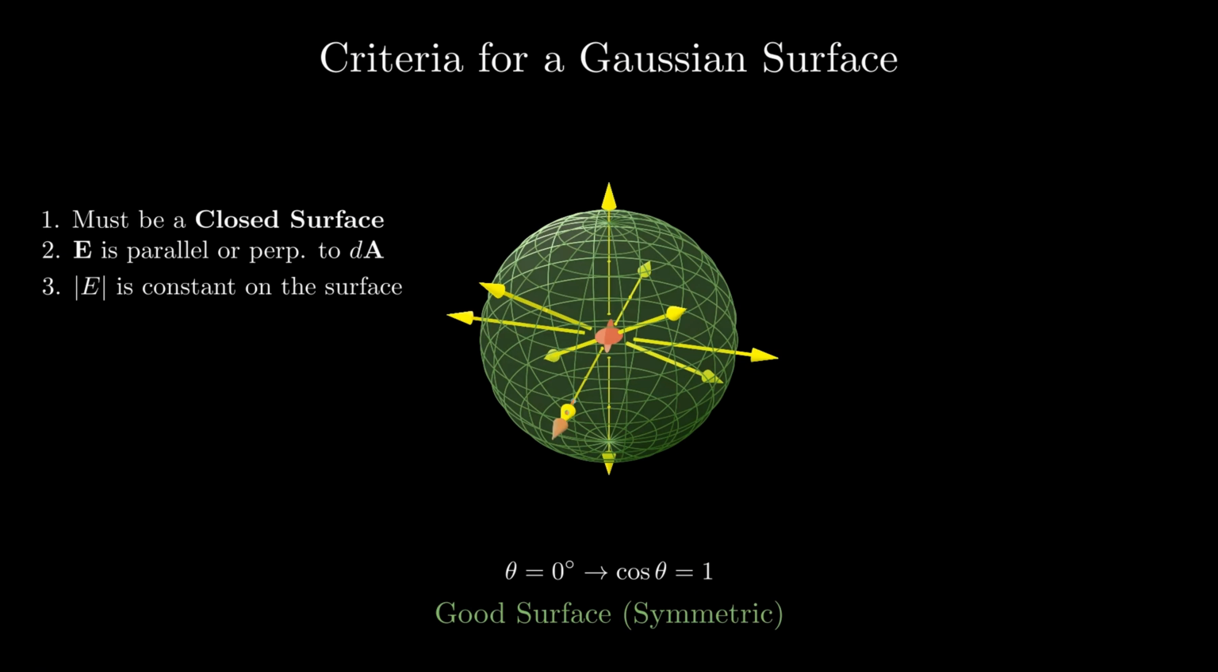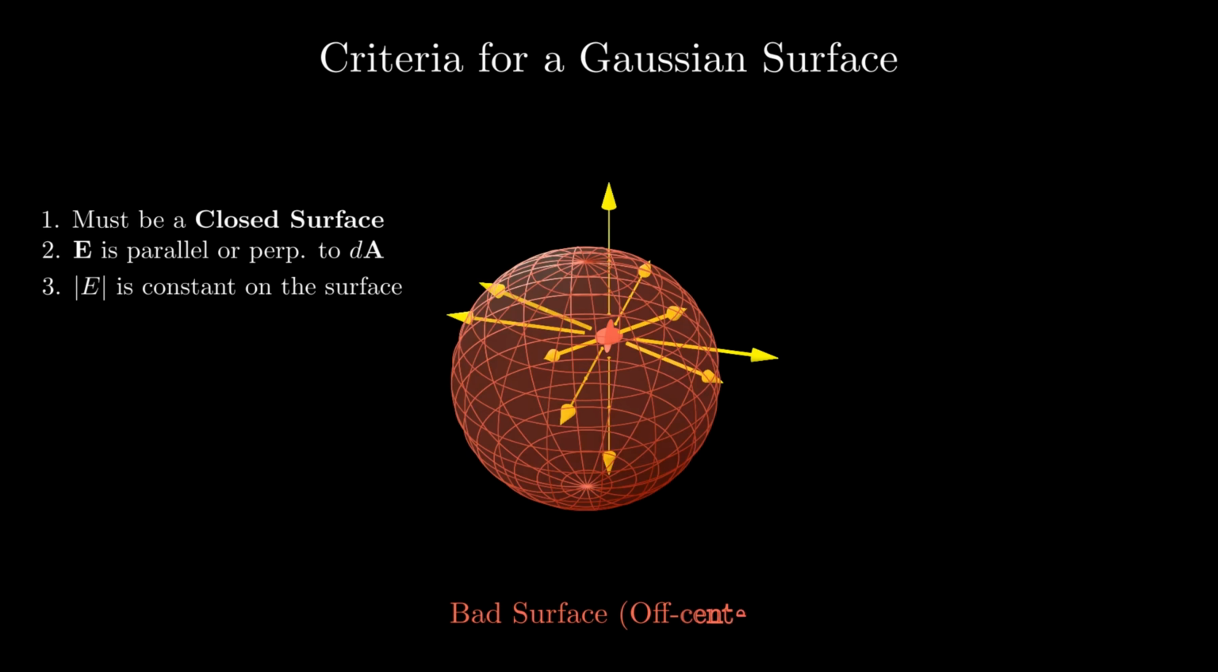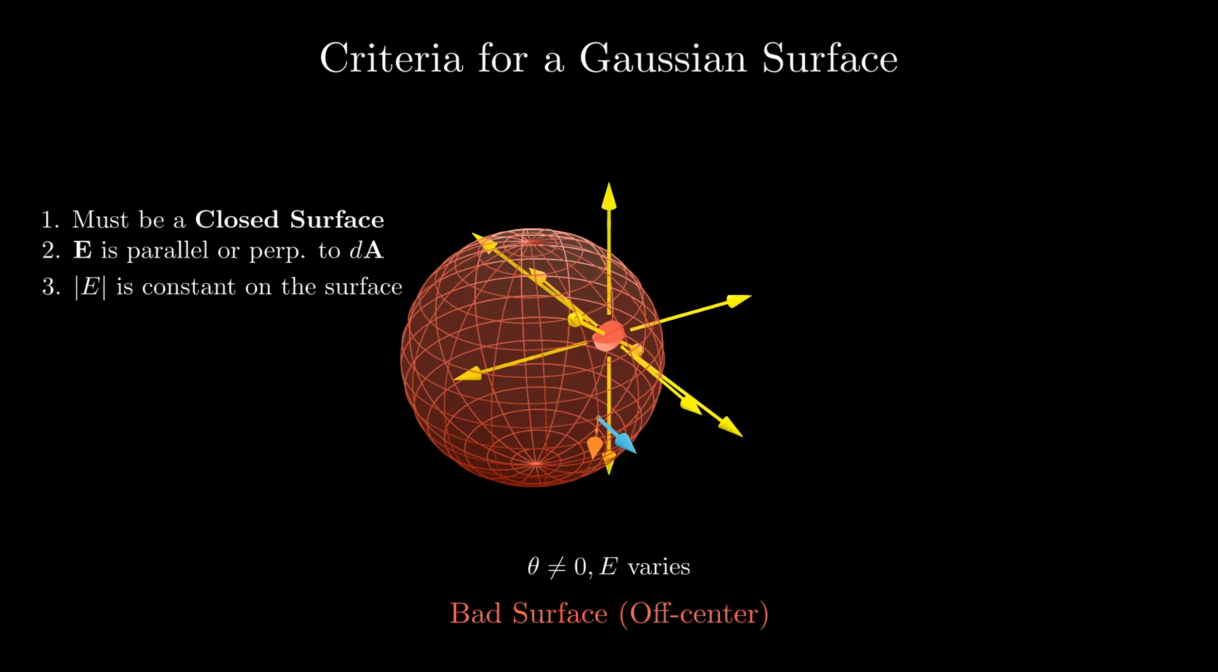Now look at a bad choice. We shifted the sphere so that the charge is off center. The area vector points up, but the field points diagonally, the angle theta is messy, and the field strength varies everywhere. This would be a nightmare to solve.